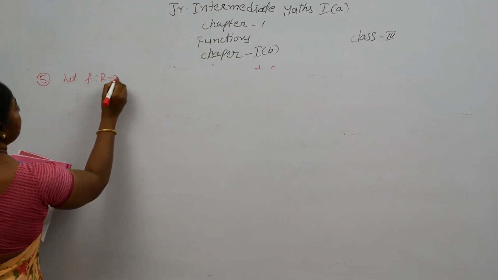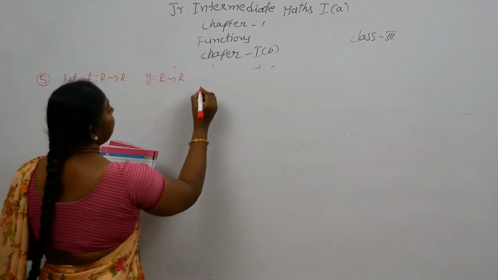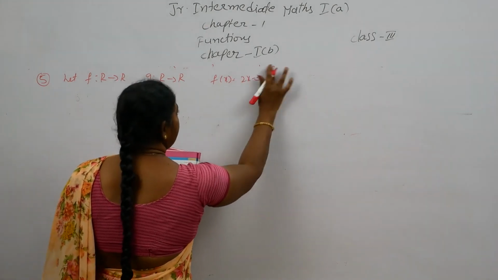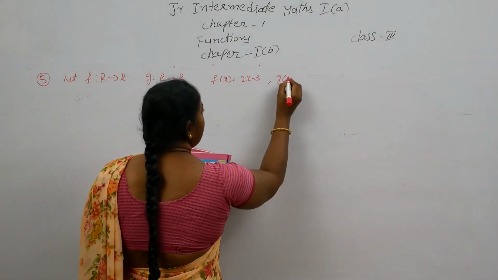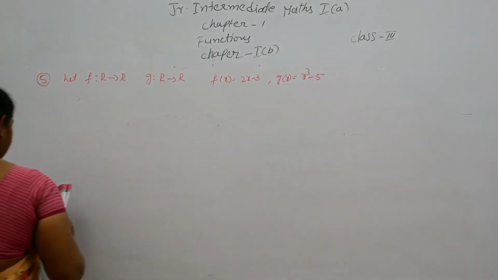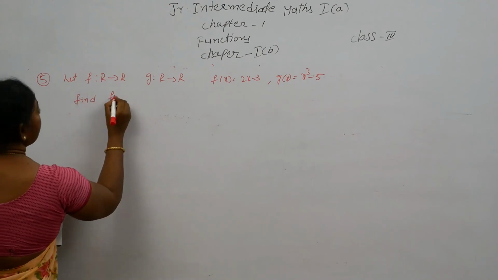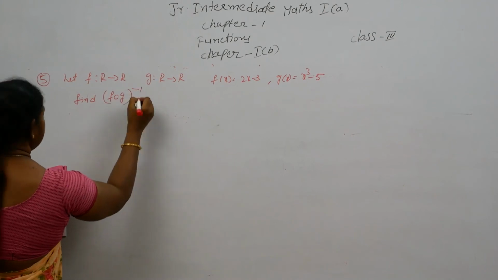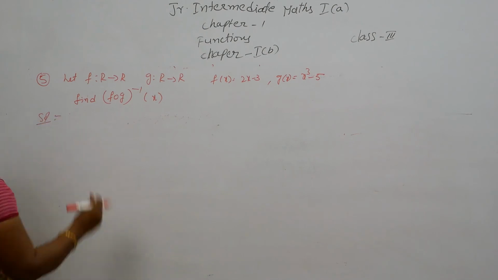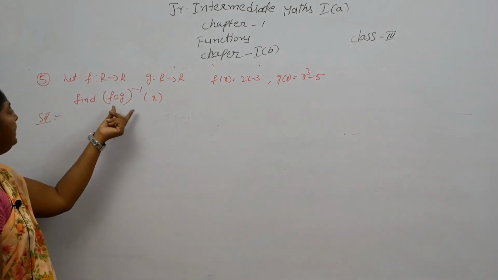Fifth problem. Let f from R to R and g from R to R be defined by f of x equals 2x minus 3, g of x equals x cube minus 5. We have to find f of g inverse of x. Solution: f of x and g of x values are given, so we have to find this value.